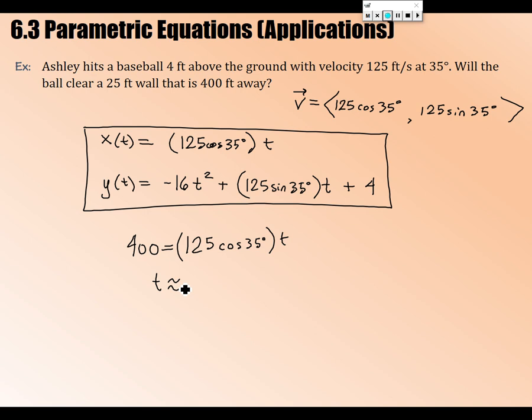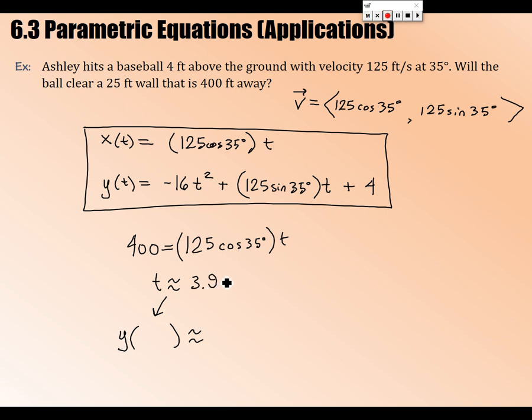What would we next like to know? Yeah, plug it in to whatever we get there. Plug that time into the y equation and see if you get a y value. What's the critical thing we're going to ask? Does the y coordinate at that time, is it bigger or smaller than 25? This is going to be the big question. So what do we get here for t? Make sure your calculator's in degree mode. 3.9.